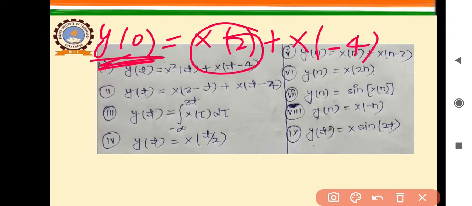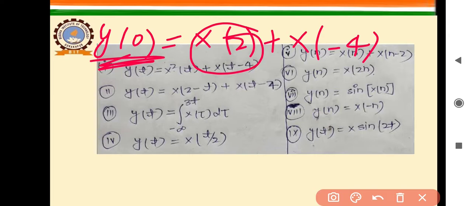That's why we do not have to test the system for other values of t. At t equal to 0, the system shows that it is dependent on the future value of the input. That's why from here we can clearly state that the given system is a non-causal system.